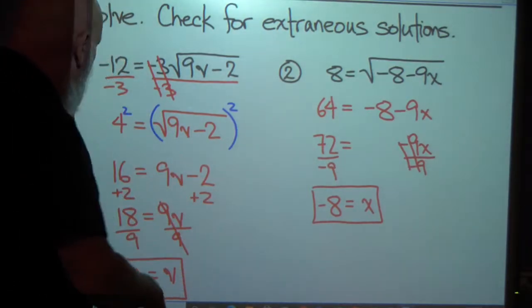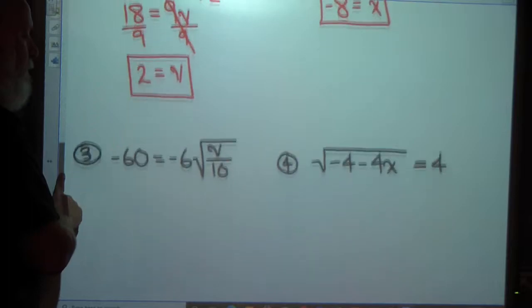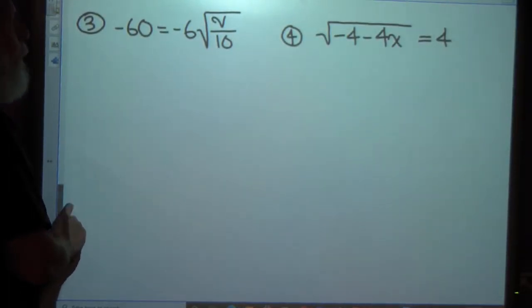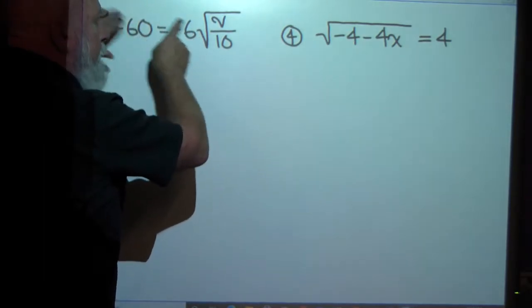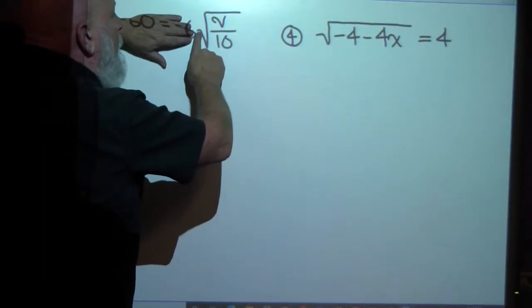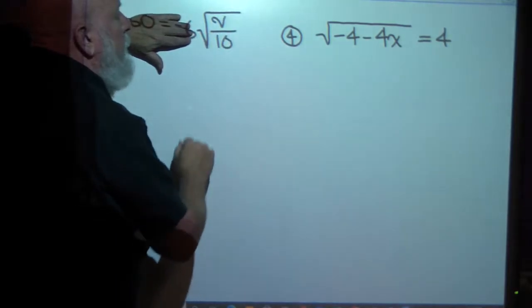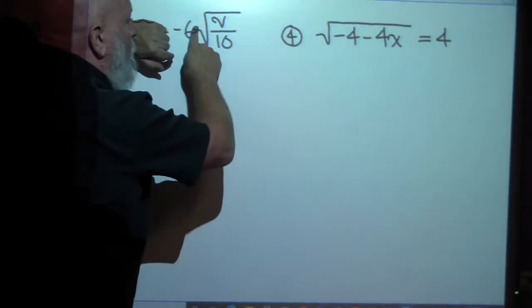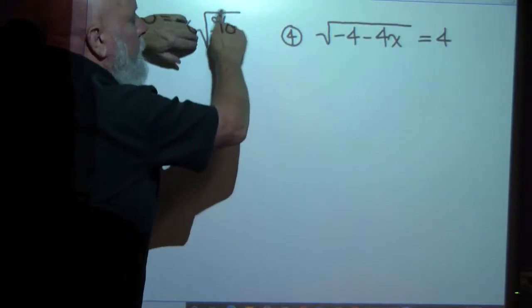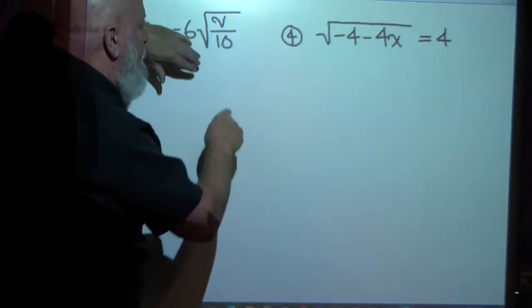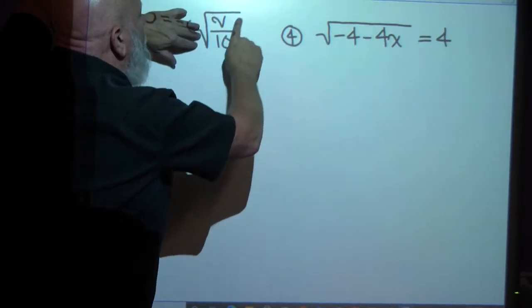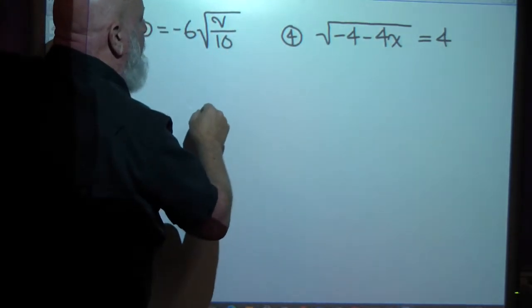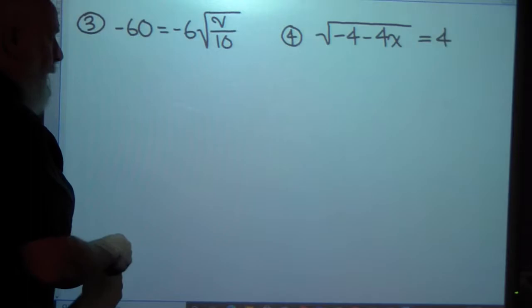So far so good. Let's take a look at another one. Hopefully this is making sense. Again, I want to isolate my radical. I want to get rid of this multiplied -6, so I'm going to divide both sides by -6. Then I'm going to square both sides to get rid of the radical symbol. The square root symbol, you'll hear me say radical symbol. It means the same thing. Square root and radical. I want to get rid of the radical symbol, and then I'll multiply both sides by 10. That's my plan, to get v by itself.